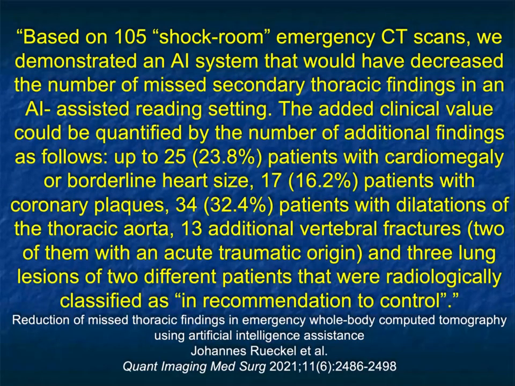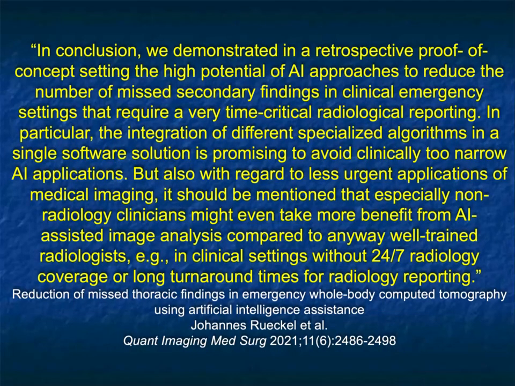And you could see from their results, the added value could be quantified by the number of additional findings. Up to 25 patients with cardiomegaly, a borderline heart size, 17 with coronary plaques, 34 with dilatation of the thoracic aorta, 13 additional vertebral fractures, and 3 lung lesions of 2 different patients that were classified as in recommendation to follow up. So again, you can see this is a program which not only looks for lung nodules, but can look at the heart, look at the aorta, look at the spine. So it's really AI looking at everything.